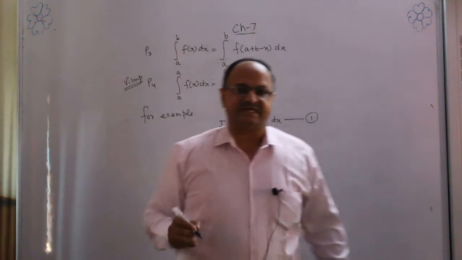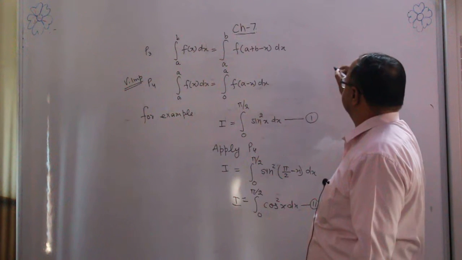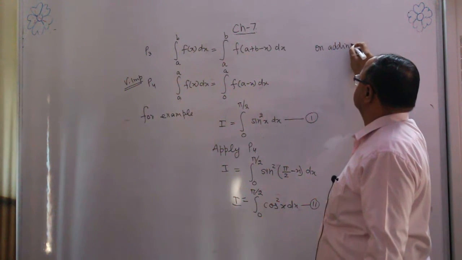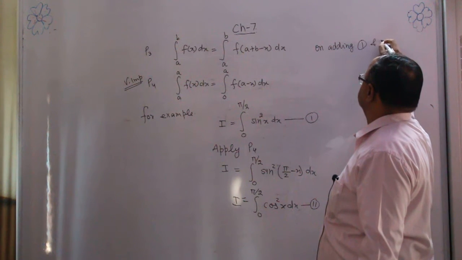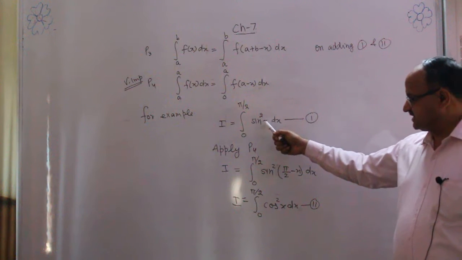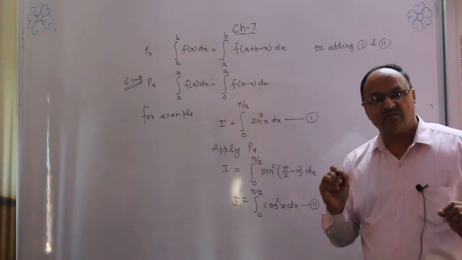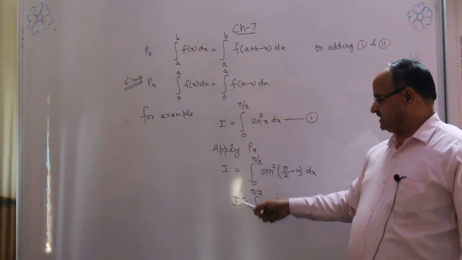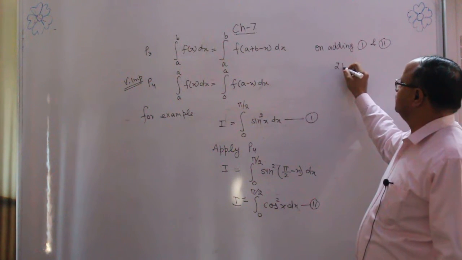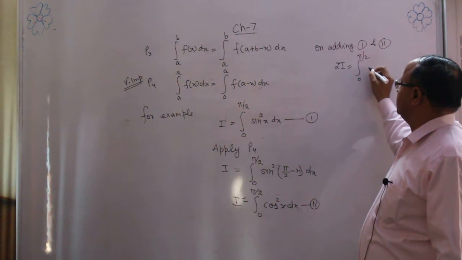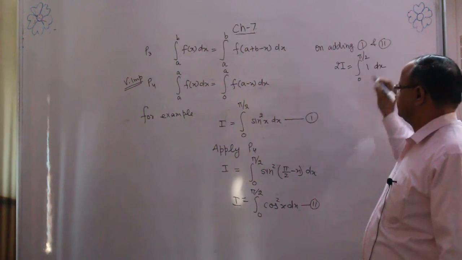On adding first and second, sin square x plus cos square x, simple formula. We get 2I, that is 2I equals integration 0 to pi by 2 of 1.